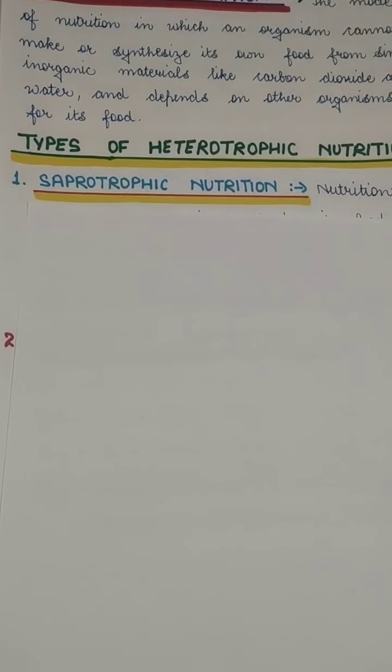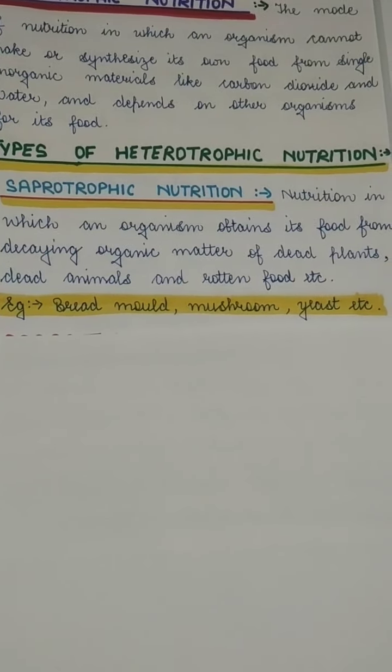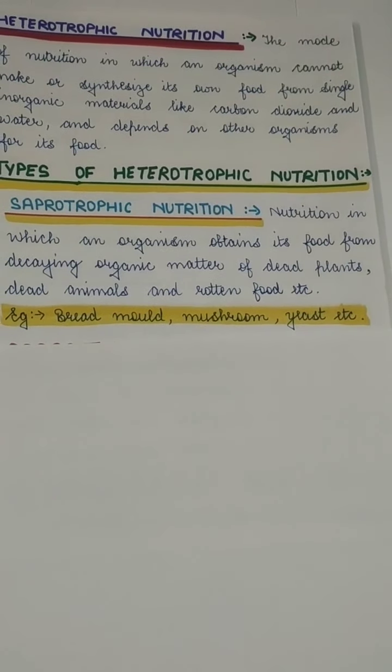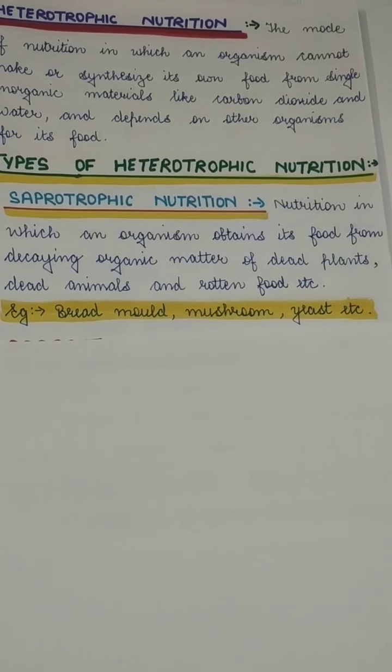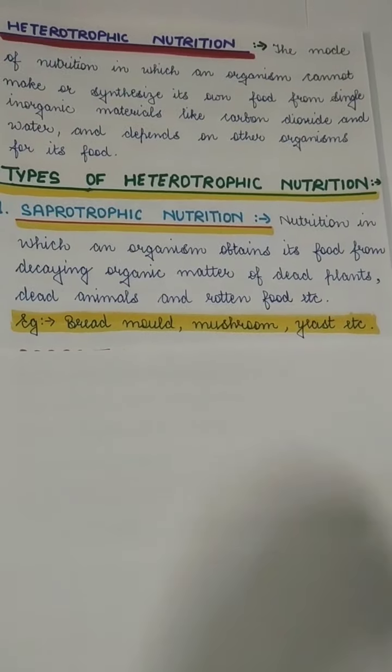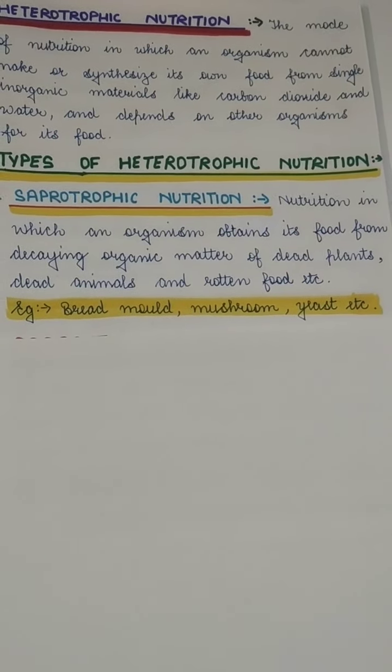So these organisms take their food from dead or decaying organic matter, and this mode of nutrition is called saprotrophic nutrition. So nutrition in which an organism obtains its food from decaying organic matter of dead plants, dead animals and rotten food, etc. is called saprotrophic nutrition. Examples: bread molds or rhizopus, mushrooms, yeast, etc.